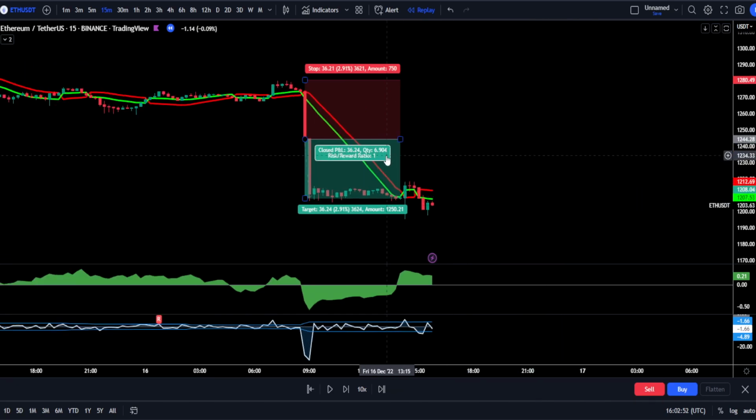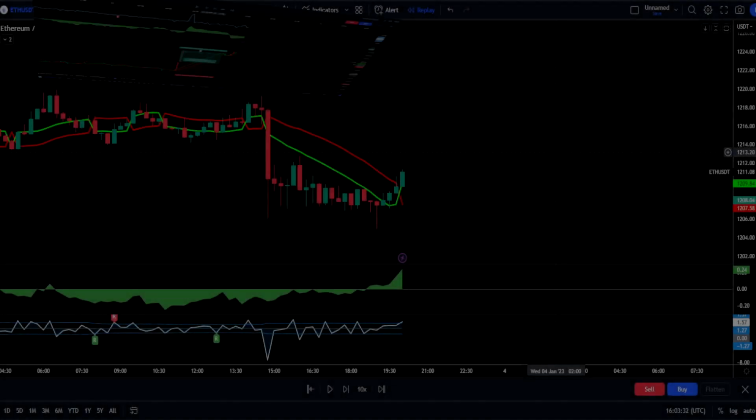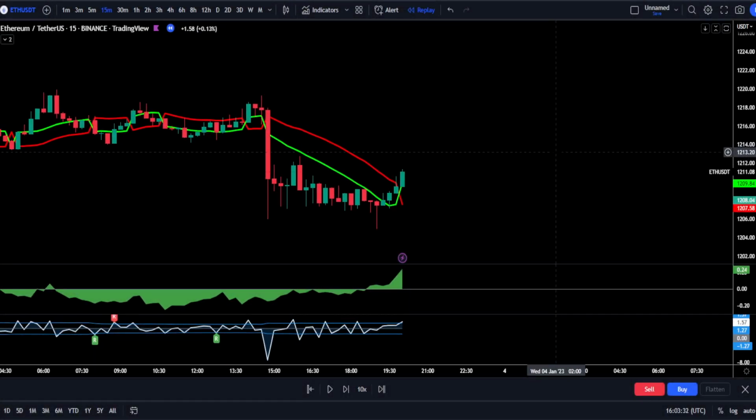So in this example, we would have returned around a 1-to-1 risk to reward ratio, but as you can see, because we are trading Ethereum on the 15-minute time frame, it actually managed to return us nearly 3%. The opposite is true for long trades.